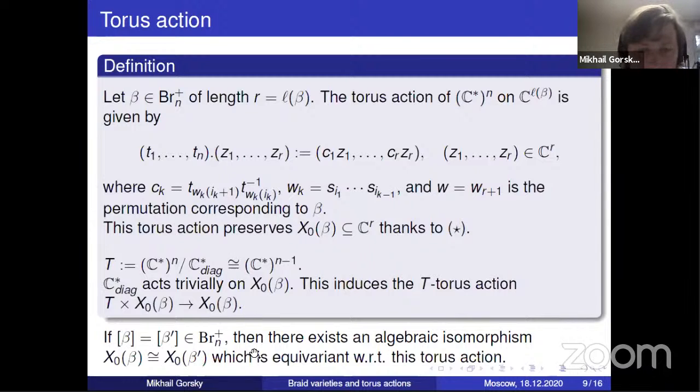And one can check that the isomorphism that I mentioned, that we do have an isomorphism between varieties for different braid words of the same braid related by braid moves, is actually equivariant with respect to this torus action. Okay, so yeah, this is the torus action. It exists. We won't go into details of what it is exactly. We will describe some properties of it. Let me check time. Okay, I'm on time.